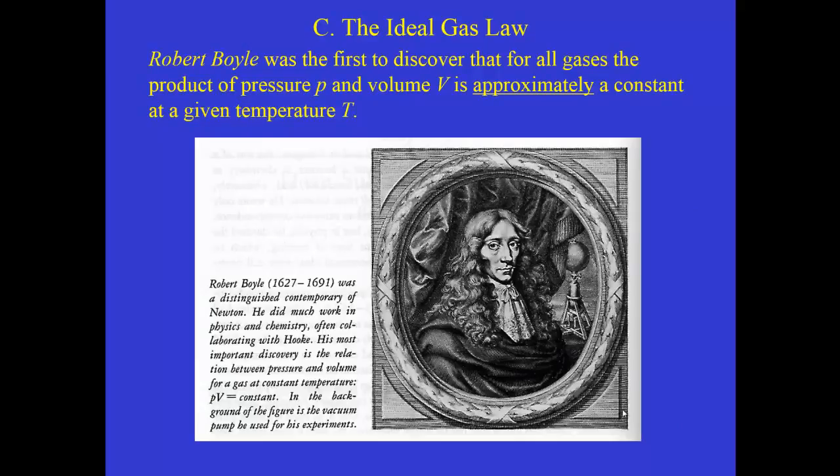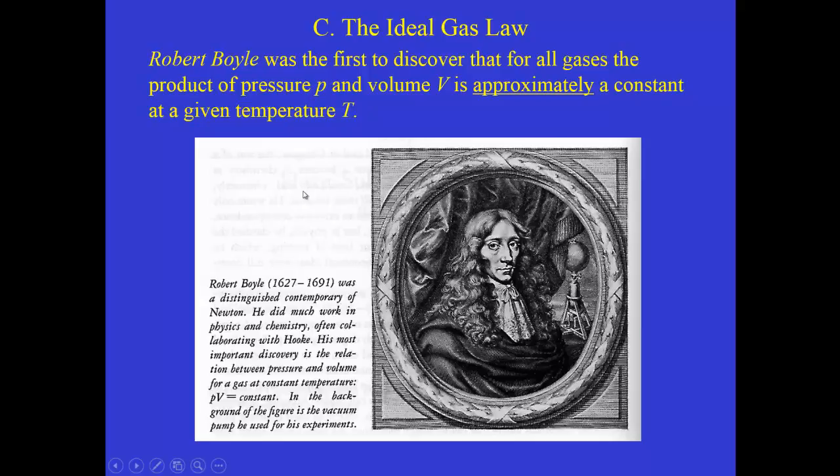Robert Boyle, who was an English scientist and a contemporary of Isaac Newton's, was the first one to discover that for all gases, the product of the pressure P, which is a measure of the force per unit area that a gas exerts on the walls of its container, and the volume V, is approximately a constant for all gases as long as the temperature doesn't change.